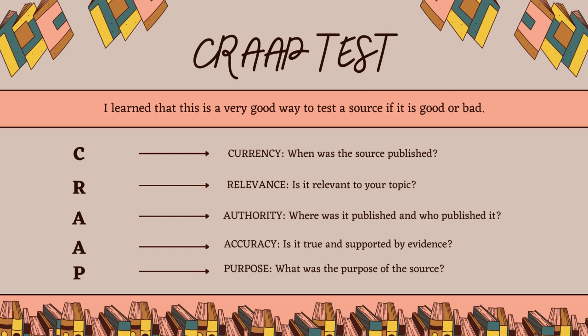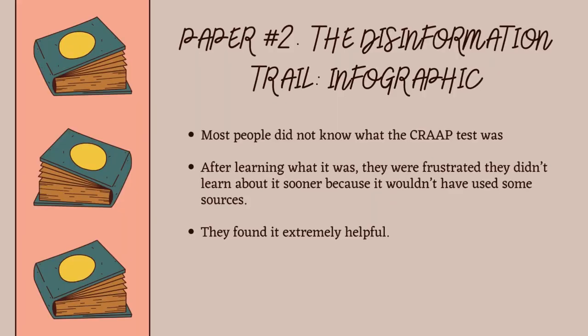Now, the CRAAP test is a way I learned to test if a source is true or false. It's currency, relevance, authority, accuracy, and purpose. Now, when we did paper 2, the disinformation trial for the infographic, I found most people didn't even know what the CRAAP test was. And after learning what it was, they were frustrated because they wanted to learn about it sooner because it would have helped them with prior assignments. And a lot of people found it extremely helpful.